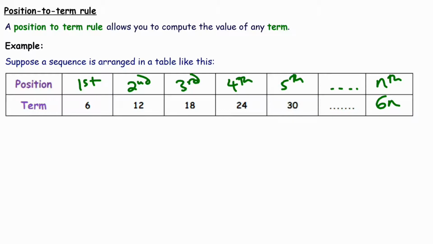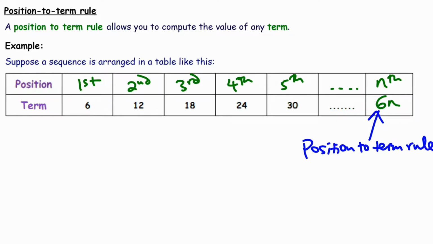And we can use that rule to compute the value of any term in this sequence. So what 6n represents here is what we call the position-to-term rule.